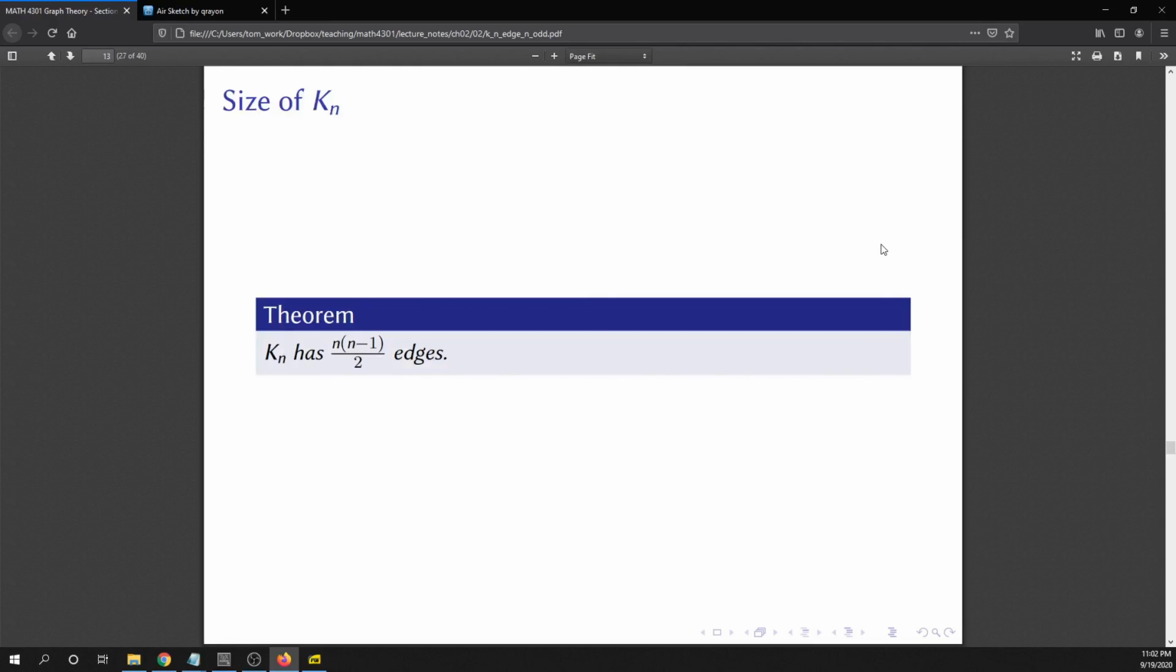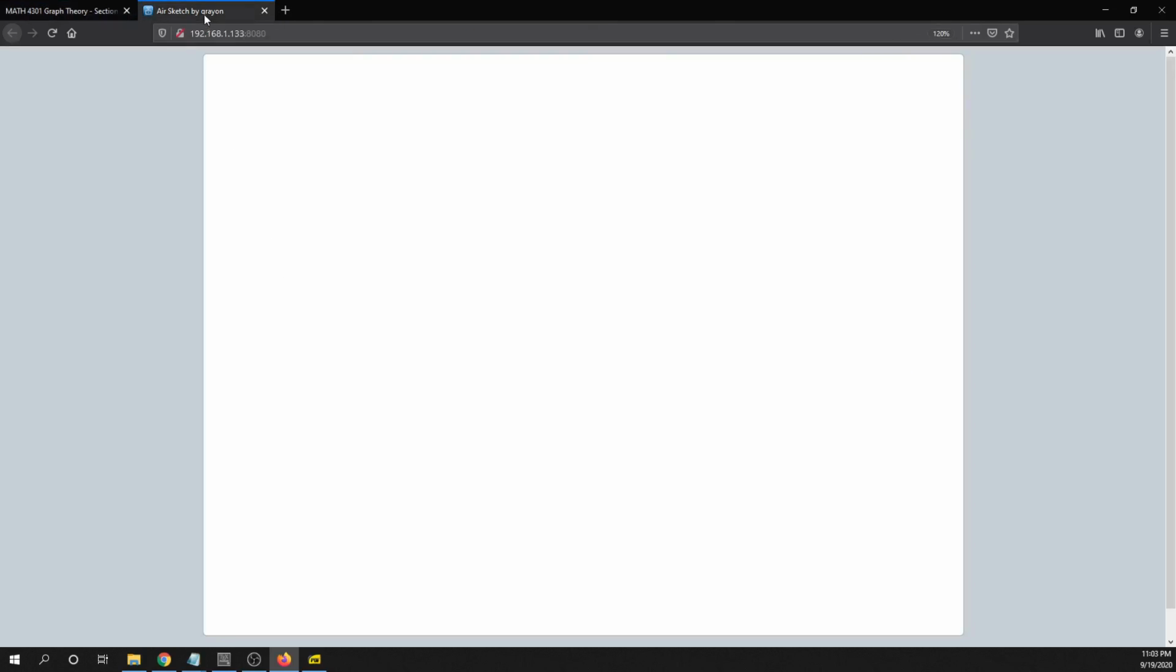All right, so before we get started on that proof, what we want to do is talk about the size of K sub n. K sub n, the complete graph on n vertices, has n times n minus 1 over 2 edges. So we're going to need that in the proof. So let's talk about that.